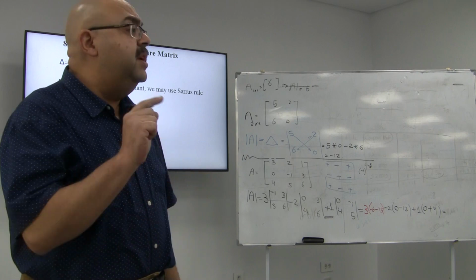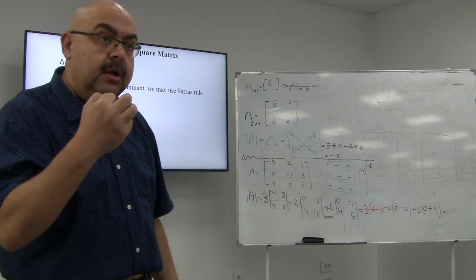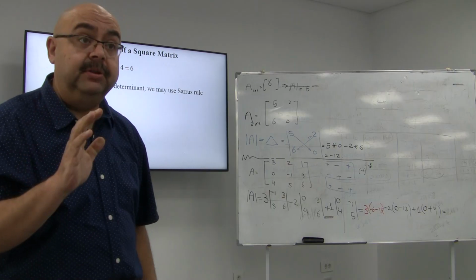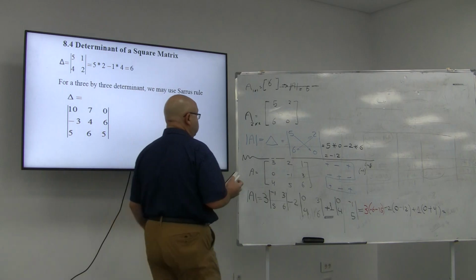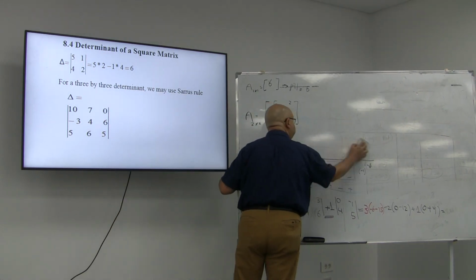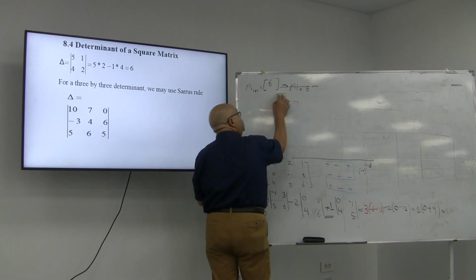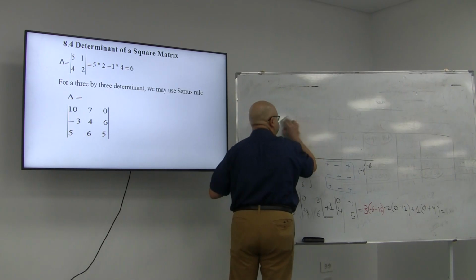There is another method to evaluate a 3 by 3 determinant. I will show it to you. This needs more concentration from you. I will erase this part and I will do it with you step by step. This is called Sarrus's rule for evaluating a 3 by 3.